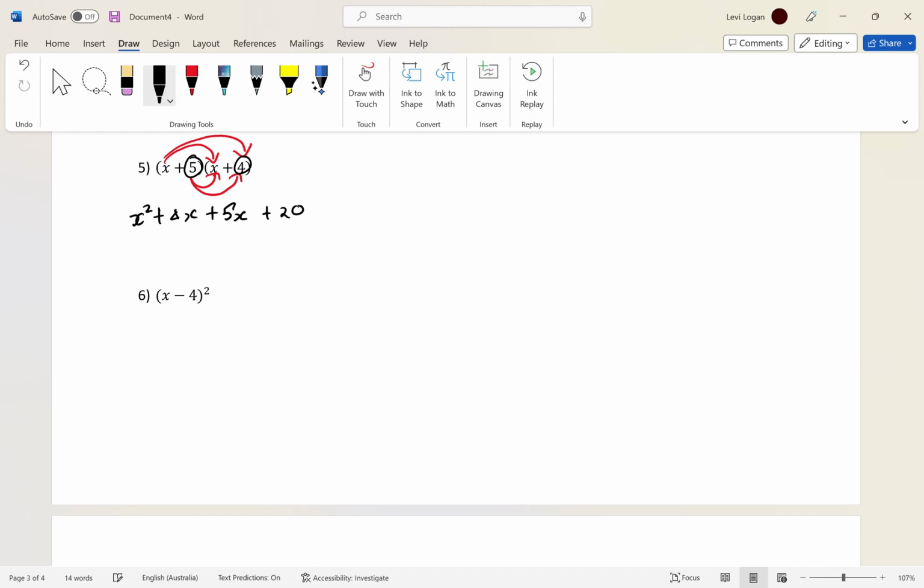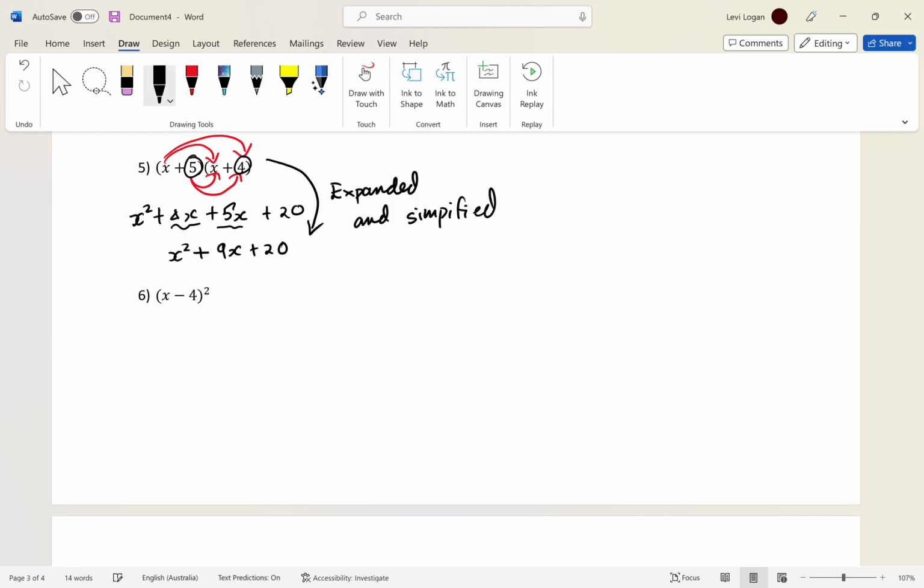Okay? Alright, as we can see, this is a like term, this is a like term, so we can simplify this whole thing. So x squared plus 9x plus 20. So that is expanded and simplified.